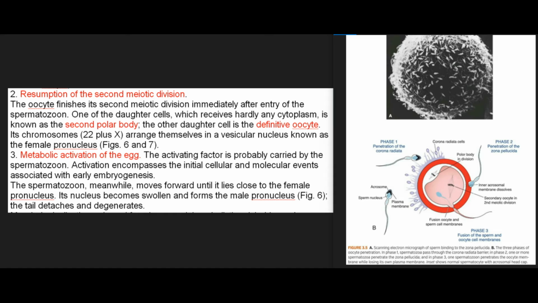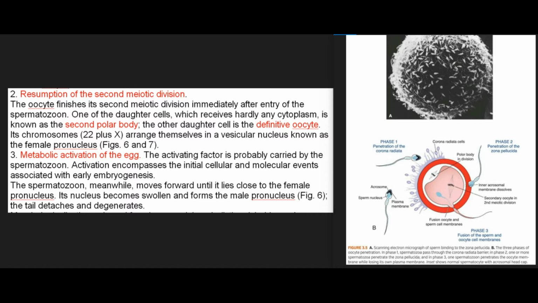2. Resumption of the second meiotic division. The oocyte finishes its second meiotic division immediately after entry of the spermatozoon. One of the daughter cells, which receives hardly any cytoplasm, is known as the second polar body. The other daughter cell is the definitive oocyte. Its chromosomes, 22 plus X, arrange themselves in a vesicular nucleus known as the female pronucleus, Fig. 6 and 7.